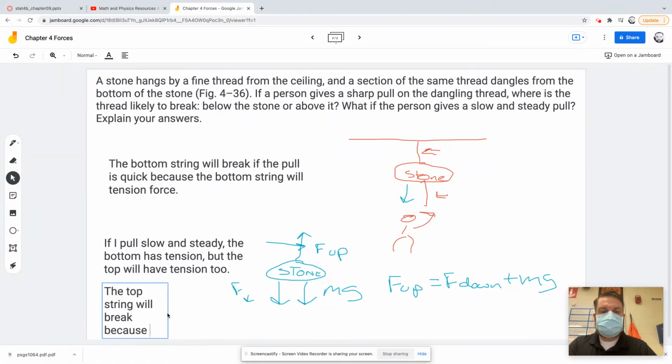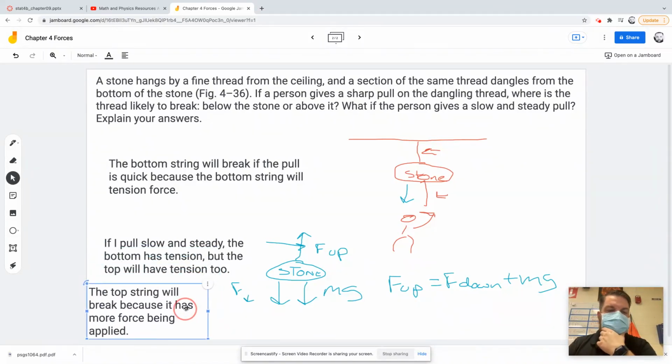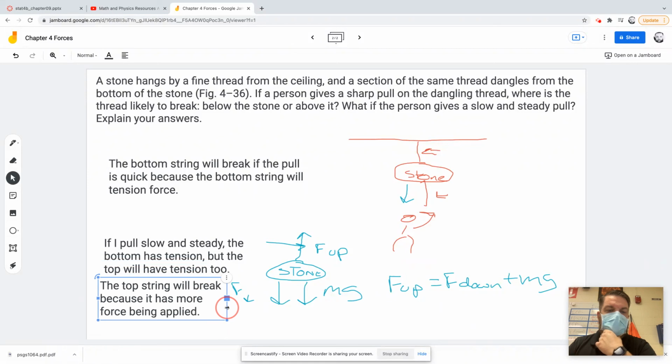Because why? It has more force being applied. I know you can't read it. I'll fix that in a second. Because it has the mass times the acceleration due to gravity of the stone too. So it's going to have a greater force. So the strings will break. There's a point at which the string will break. It's the same string. But the top string, if you go slow and steady, will reach that quicker than the bottom string.